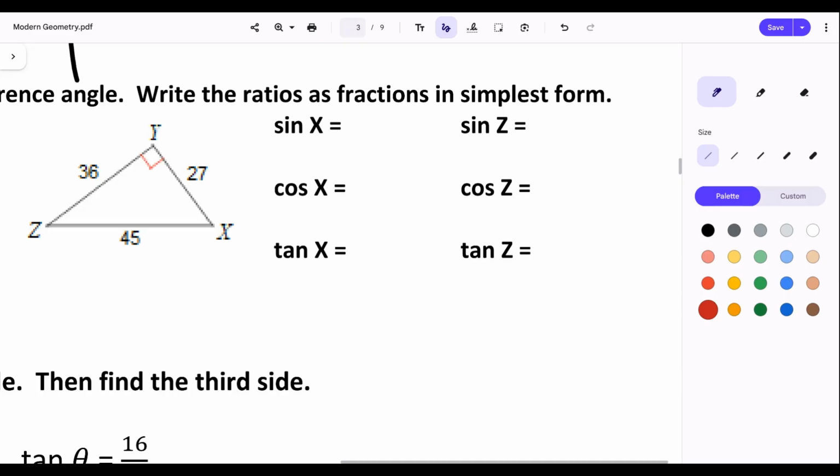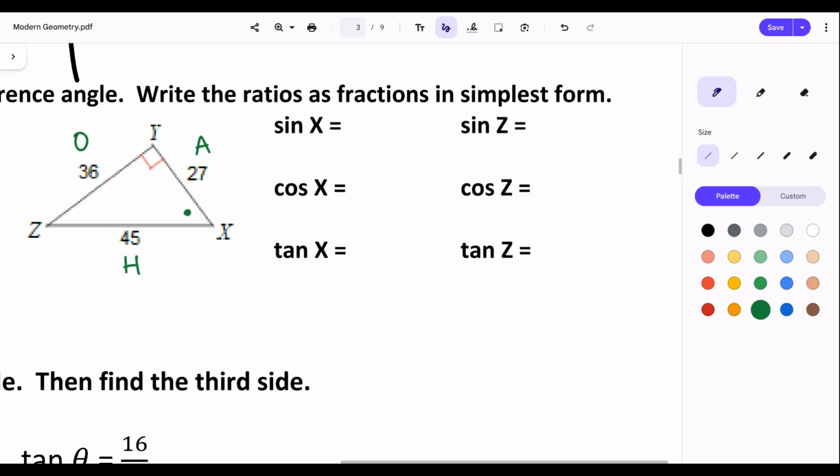Okay, let's go through this here. So I would start out by looking at your reference angle for X. So if you need to, you can just put a little mark there. What side was your guys' hypotenuse on this triangle? Okay, and then from X, what would be your opposite side? Okay, so that means 27 would have to be adjacent.